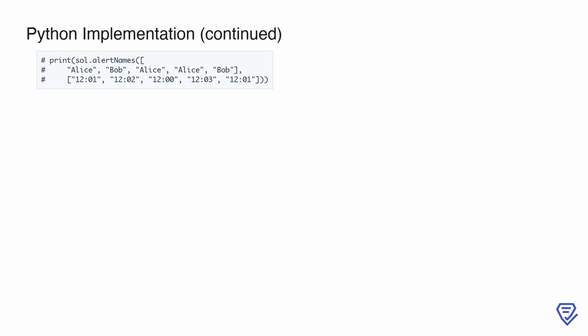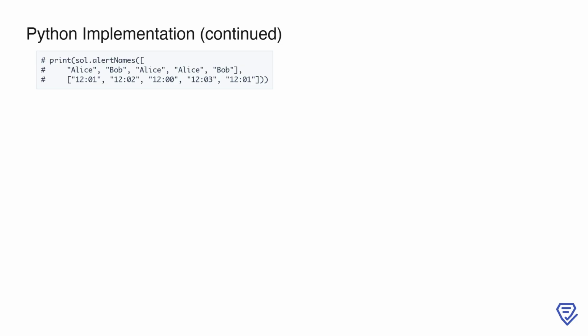The method would process these inputs to determine if any employee swiped their card 3 or more times within a 1-hour window. For instance, Alice swiped her card at 12:00, 12:01, and 12:03, which all fall within a 60-minute period. As a result, Alice's name would be included in the output list. This example demonstrates how the solution identifies and returns the names of employees who triggered the alert according to the problem's conditions.